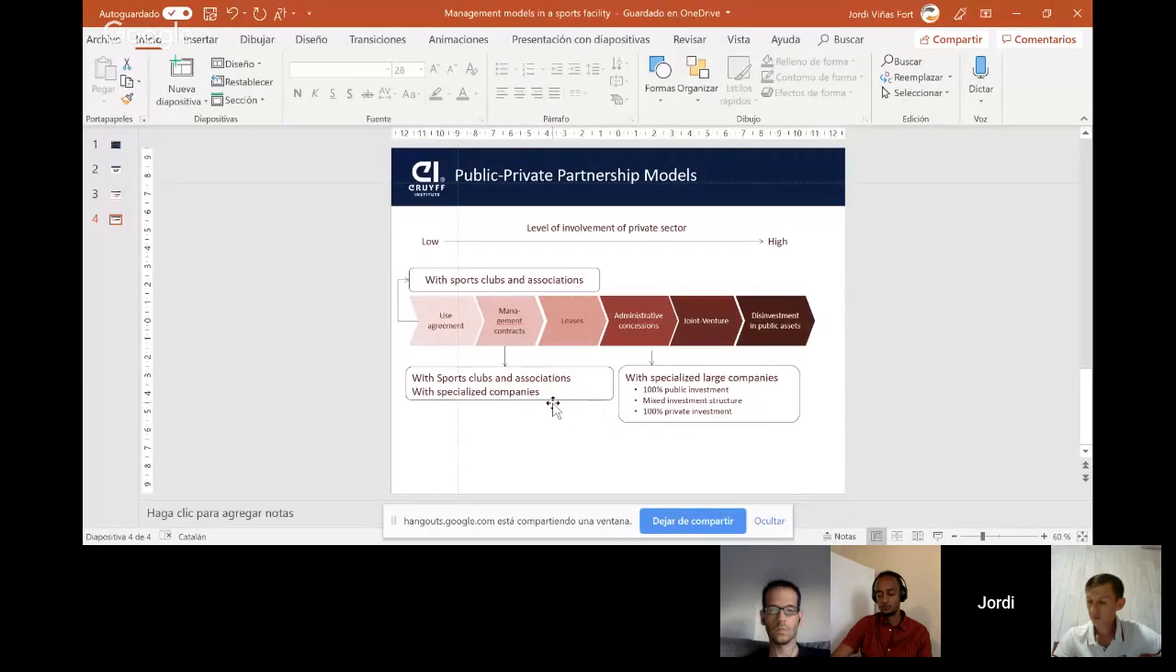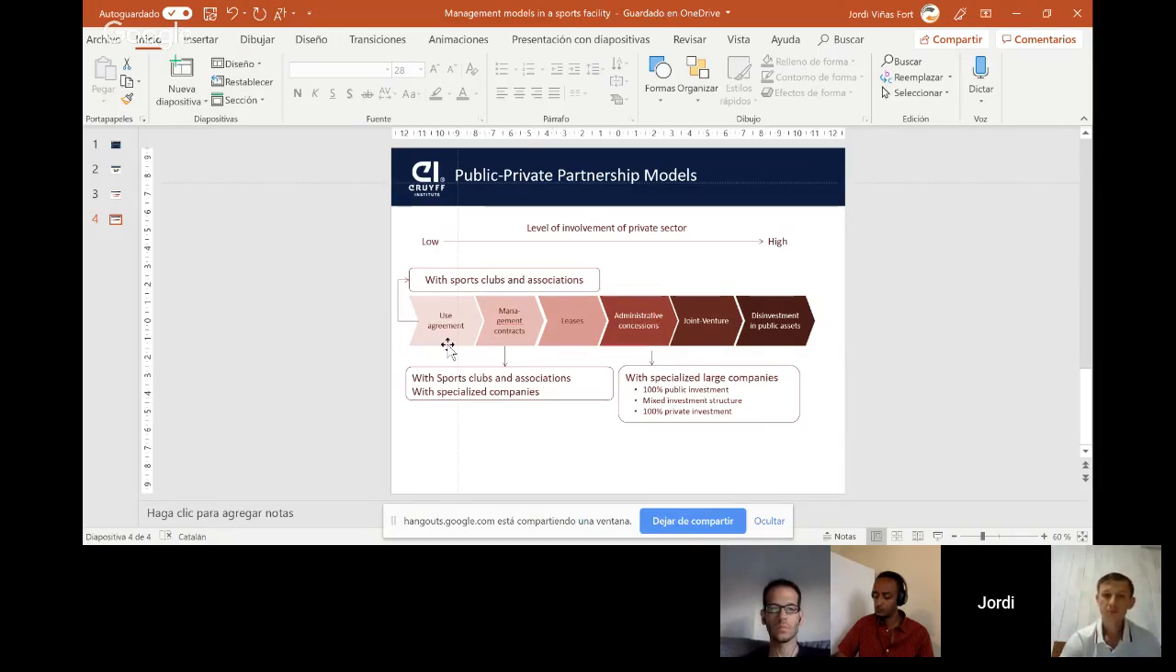And then we move on to the indirect management, which is these administrative concessions. And here, usually what we can find is somewhat larger management companies, where you may find an investment that is done 100% from the public side, 100% from the private side, or even a mixed investment structure, so X% on the public side and X% on the private side. Obviously, at the end of the day, the private company will look at the investment that has been done and the number of years of the contract, and they have to have a return on this investment. If not, they wouldn't go into this public tender.